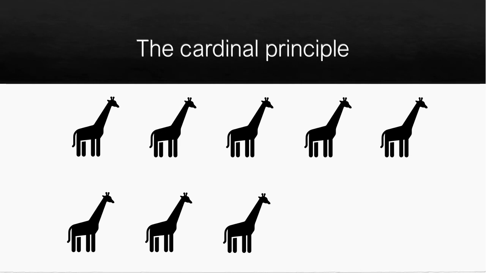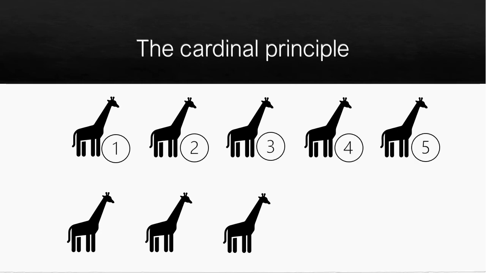Let's think about the cardinal principle with these giraffes. I'm going to count them, and this time they're not going to move, but I'm going to touch them each time I say the corresponding counting word. So I started on 0 because I want to really embed that understanding with children, starting from 0 when they're counting, and then I have 1, 2, 3, 4, 5, 6, 7, 8.